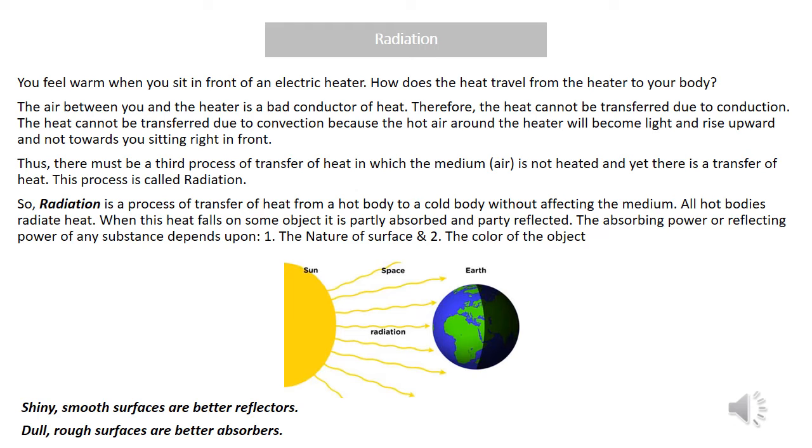Okay, but now we will discuss the third method of transfer of heat, that is radiation. Okay. See children, during winter season, whenever you sit in front of an electric heater, you feel warm, isn't it? So how does this heat from the heater travel to your body? It is traveling from heater to your body.